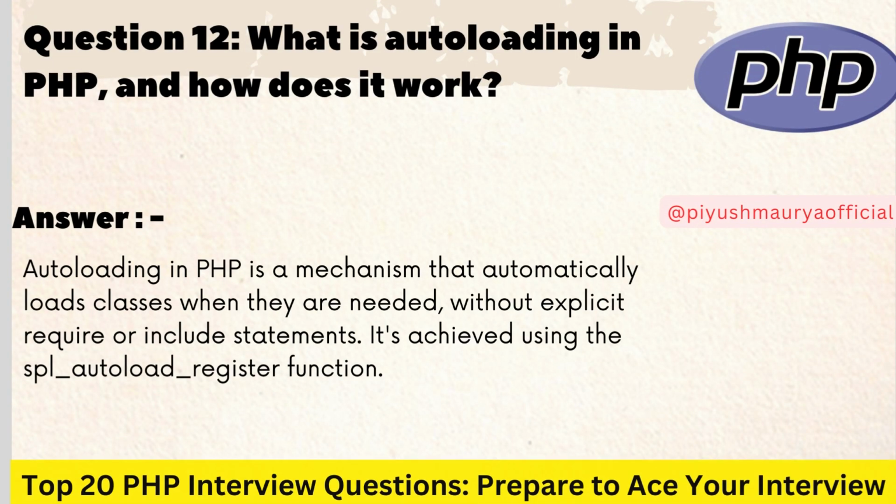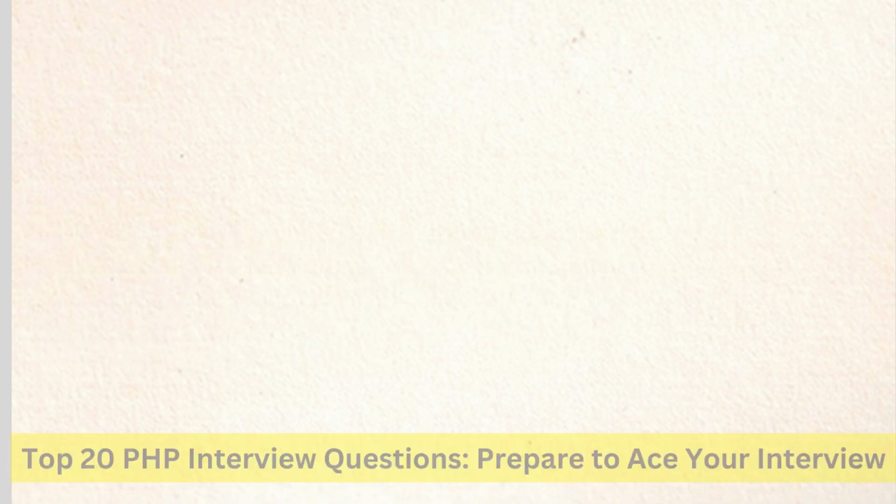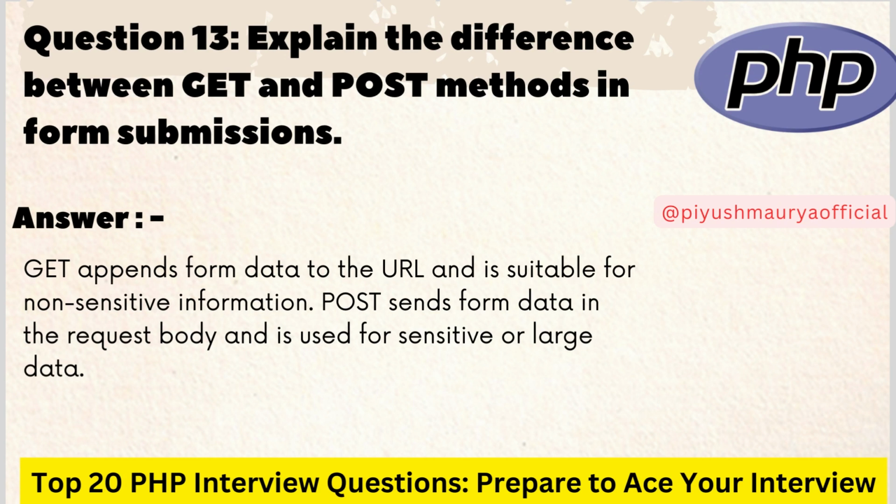Question 12. What is autoloading in PHP and how does it work? Autoloading in PHP is a mechanism that automatically loads classes when they are needed without explicit require or include statements. It's achieved using the spl_autoload_register function.